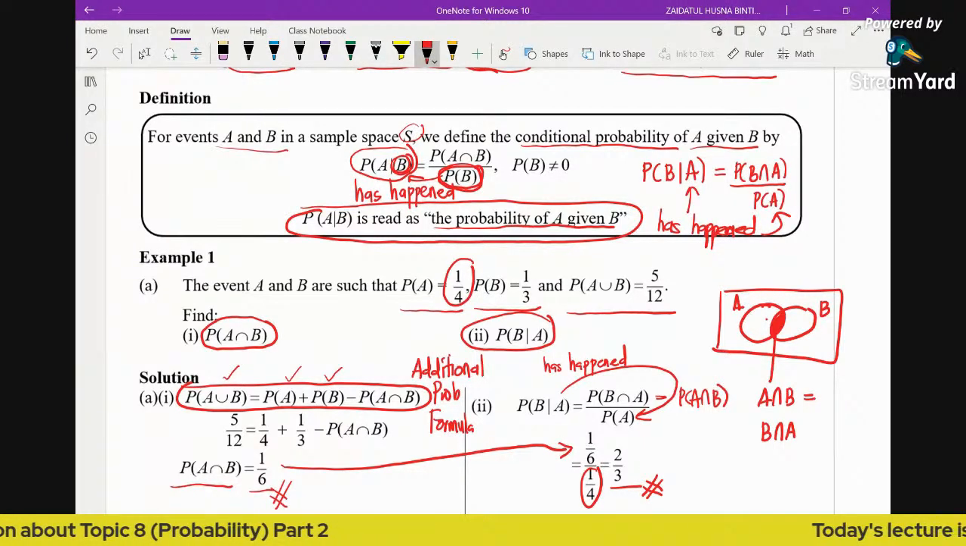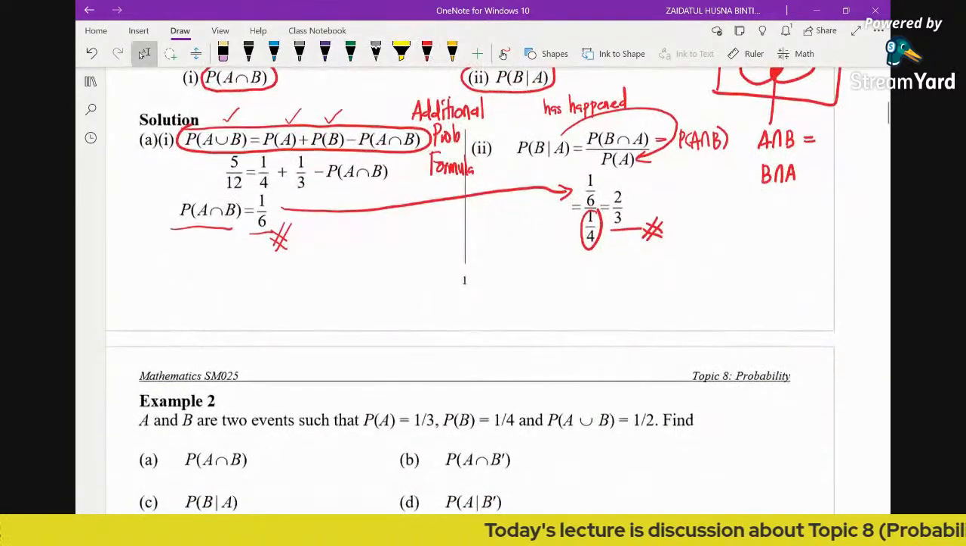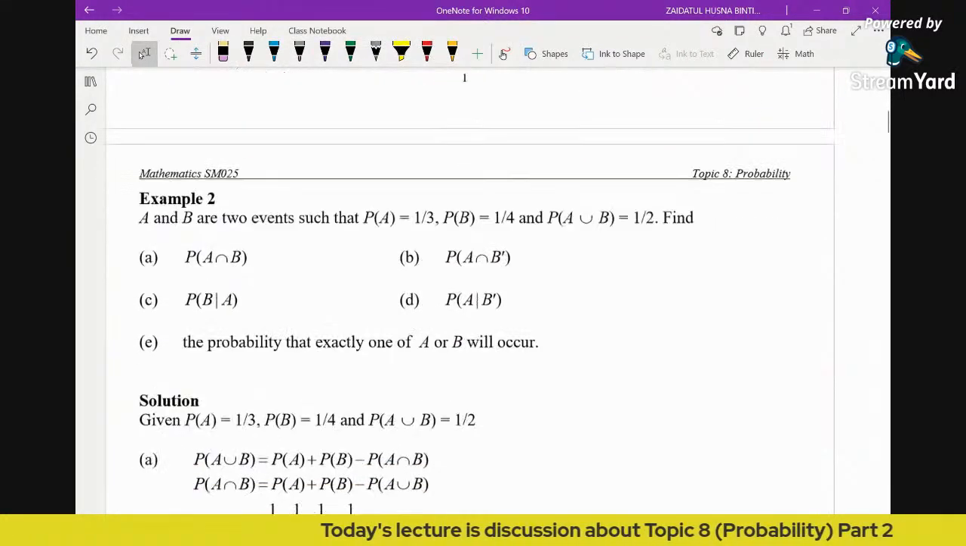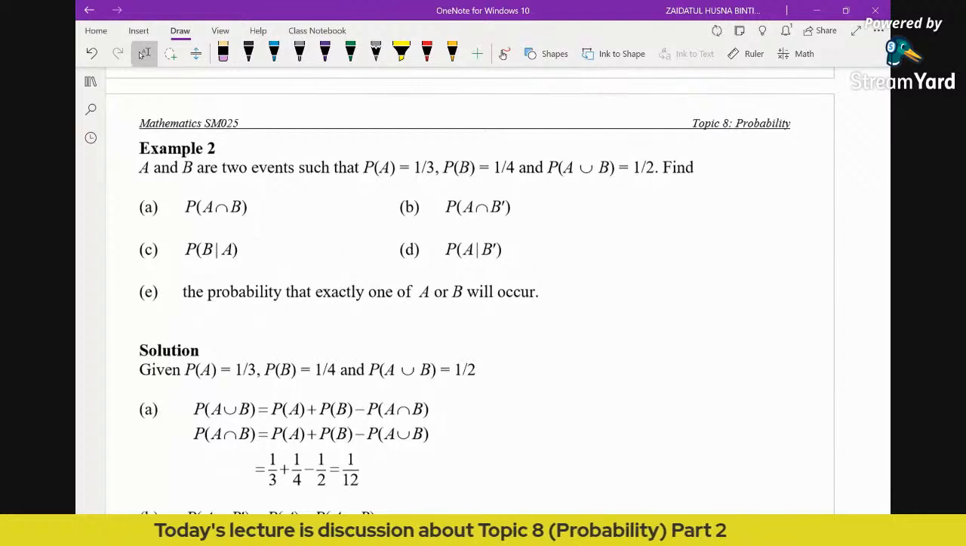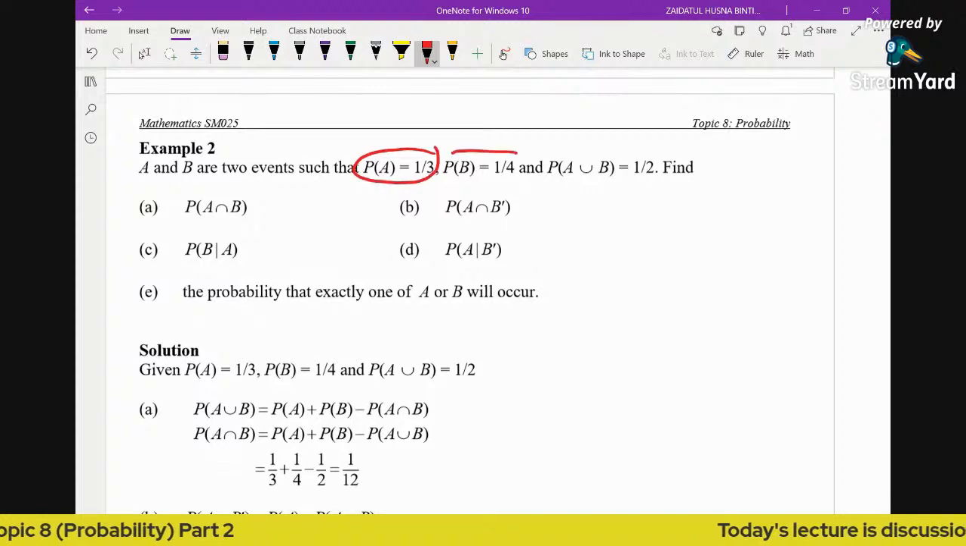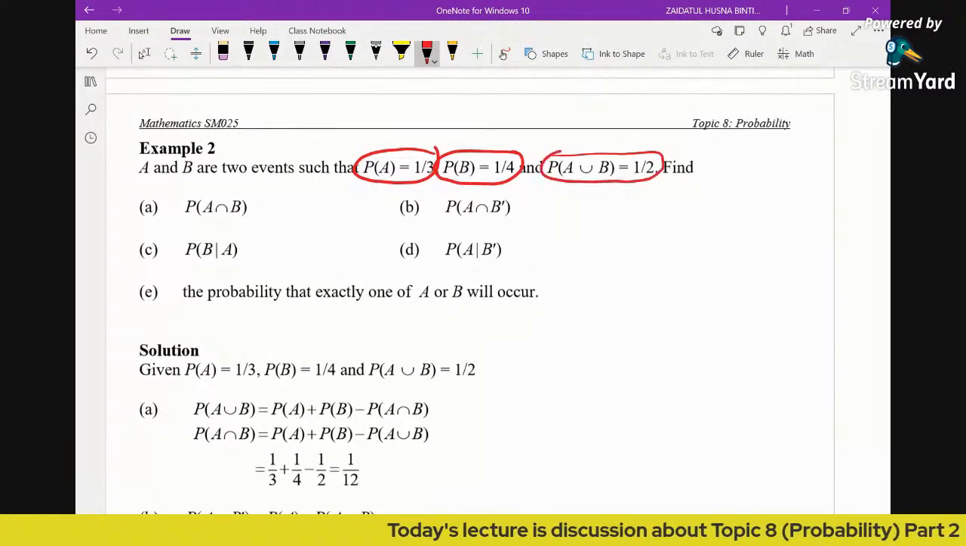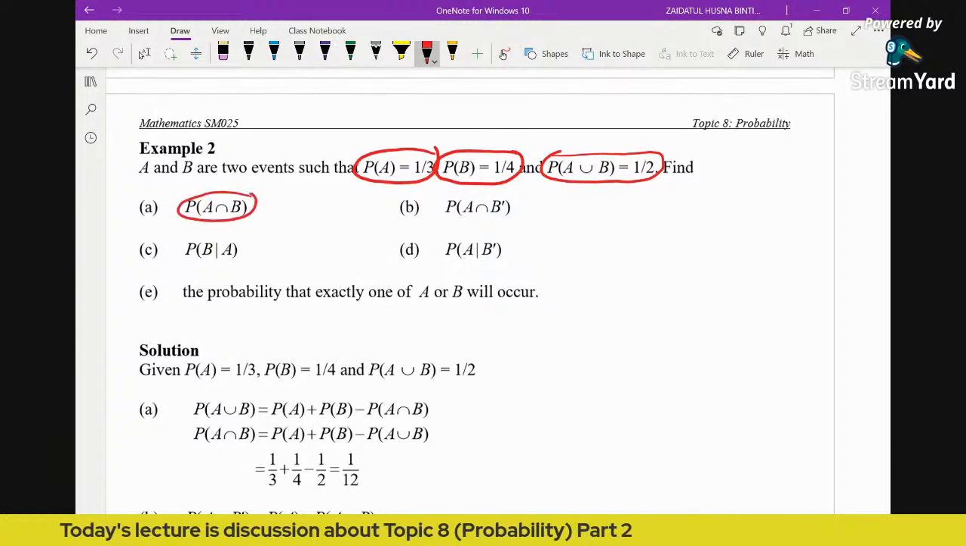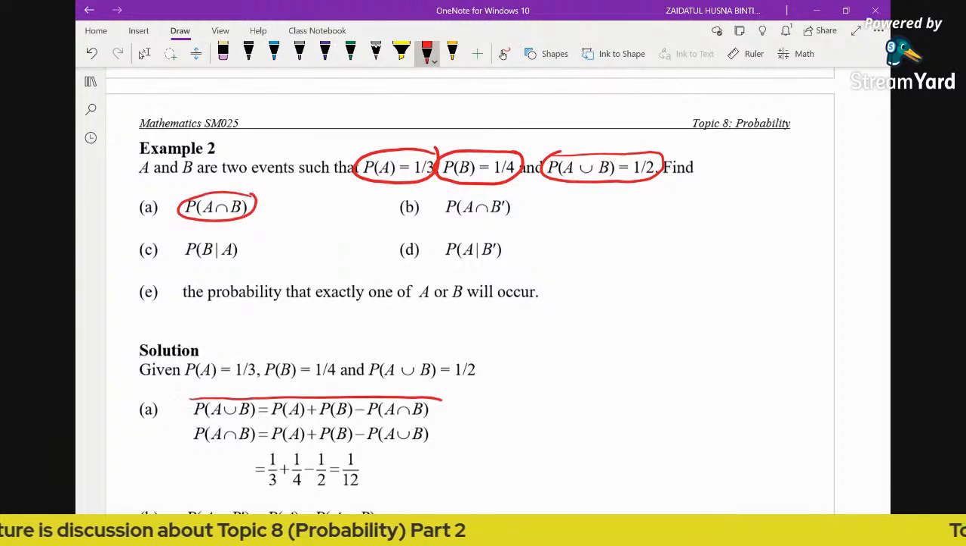Alright, so this is the first example, and the question here is very straightforward. What about example 2? A and B are two events such that probability of A is given, probability of B is already given, and probability of A union B is given. So find the probability of A intersect B. Again, we are going to apply the addition probability formula.